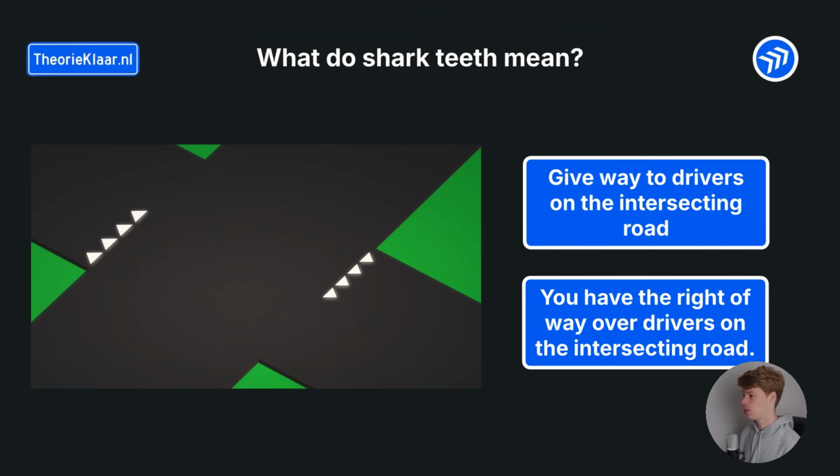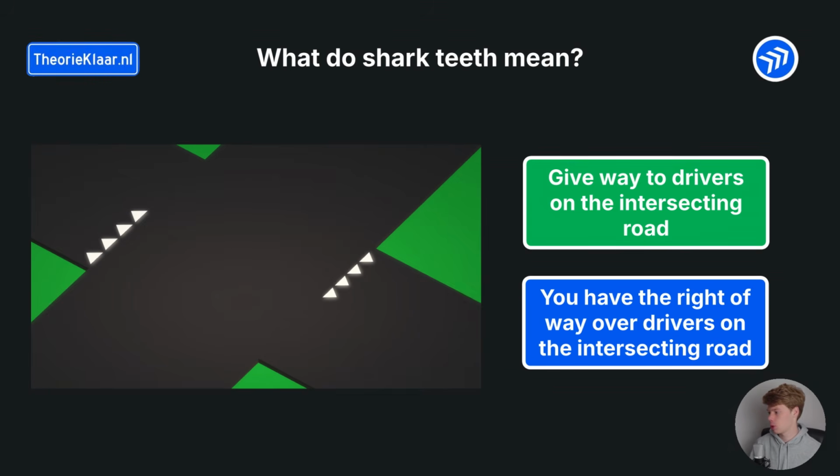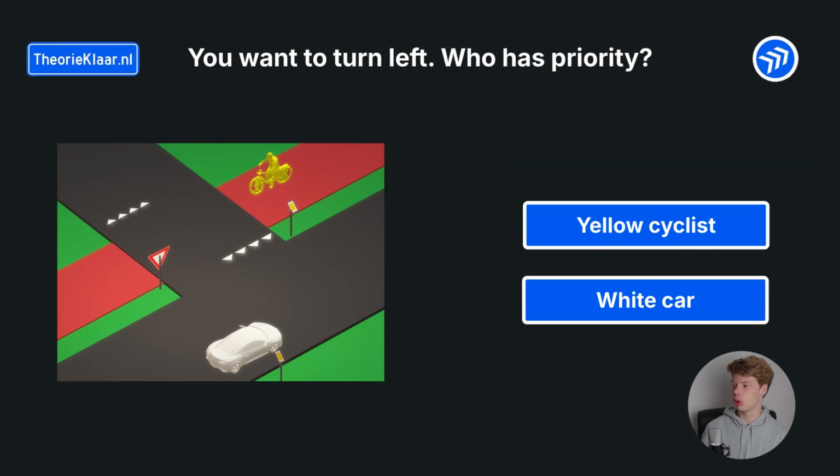What do shark teeth mean? Give way to drivers on the intersecting road? Or you have right of way over drivers on the intersecting road? Then the right answer is the first answer, so you must give priority to drivers coming from the left or right.